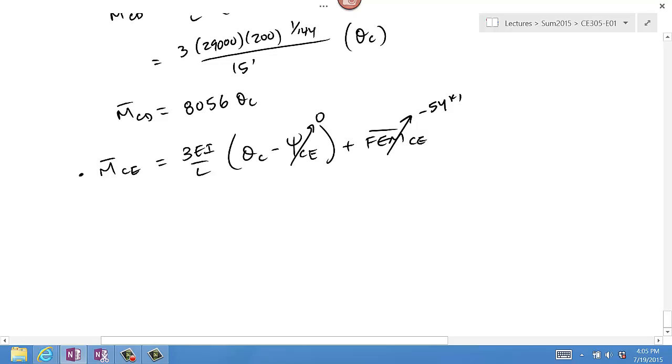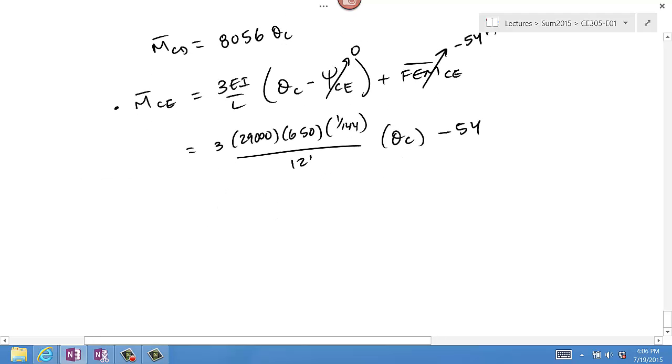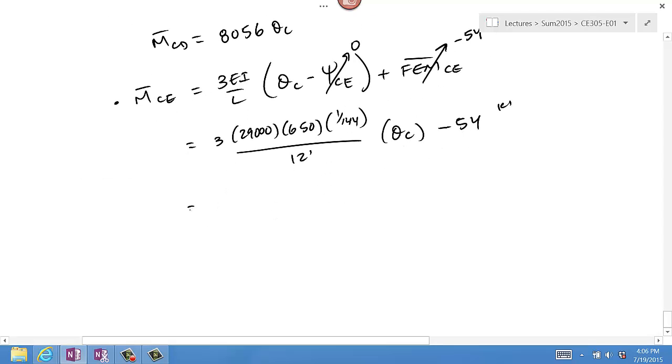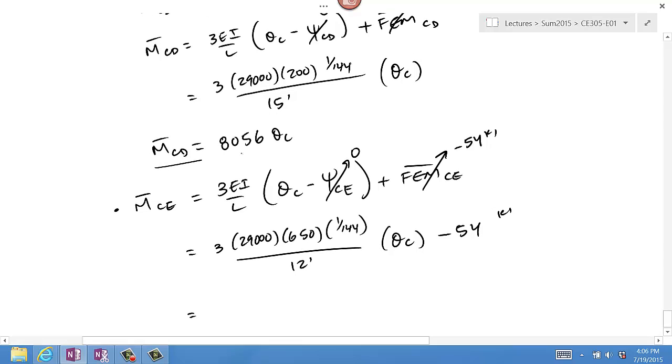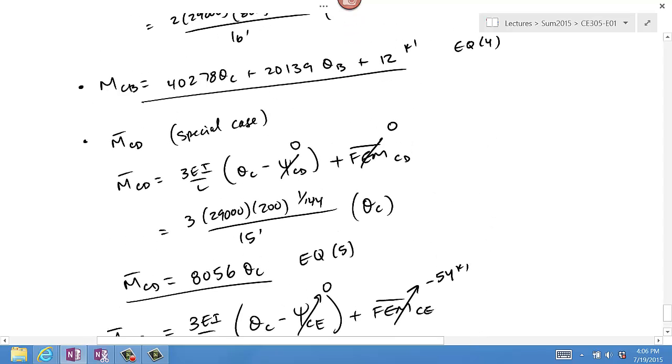psi CE is 0. This is 3 times 29,000. Moment of inertia is 650. Again, 1 over 144. The length is 12 feet for that segment. Theta C minus 54 kip feet. By the way, this other equation was equation 5. I missed that. Do I have them all numbered? Yeah.